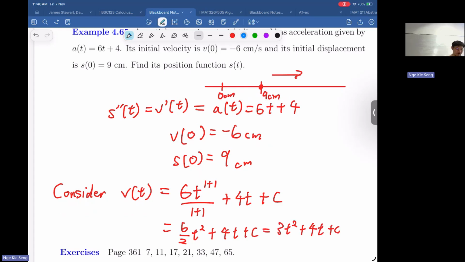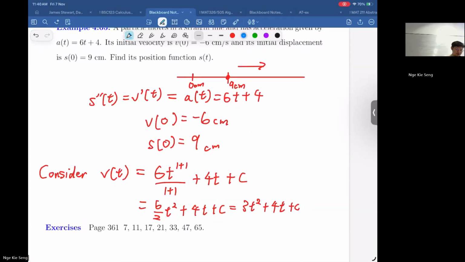Okay, so a very earnest advice is please do the sanity check. Meaning you differentiate it again and see whether you get your derivative or not. You can quickly check in this case. If you differentiate V(t) here, 3t squared becomes 6t, 4t becomes 4, and C becomes 0. So you get the acceleration. Sanity check here means you need to check that V'(t) is really equal to a(t).